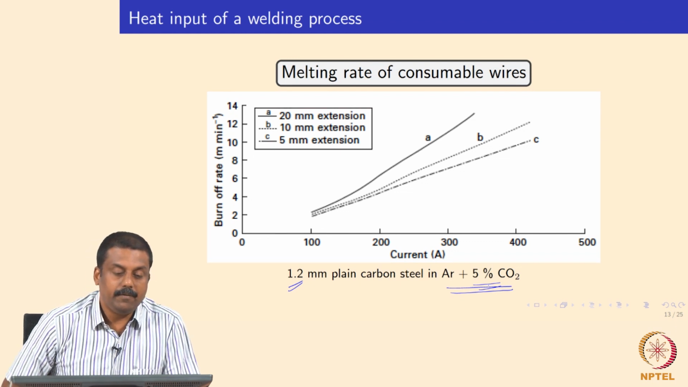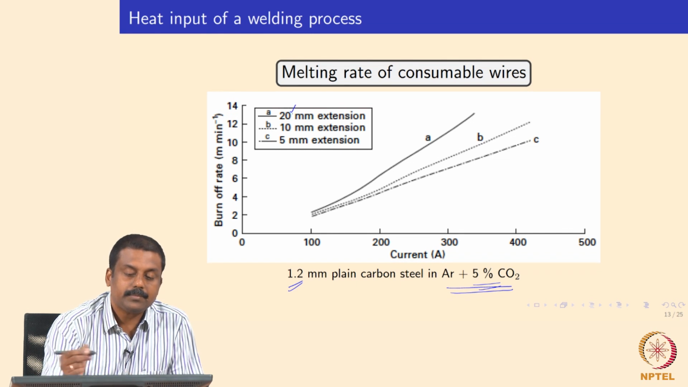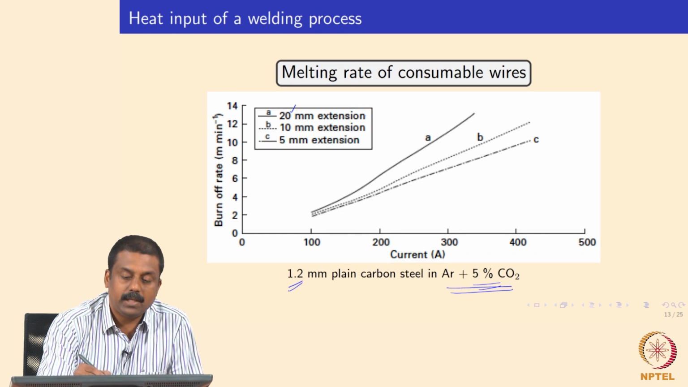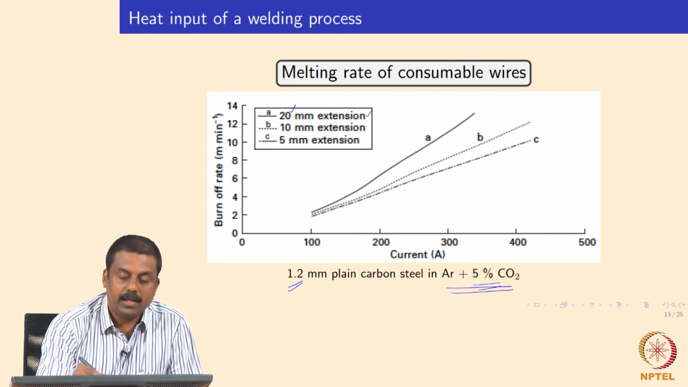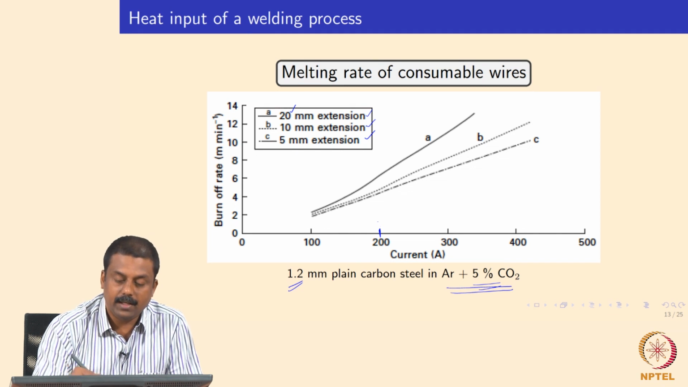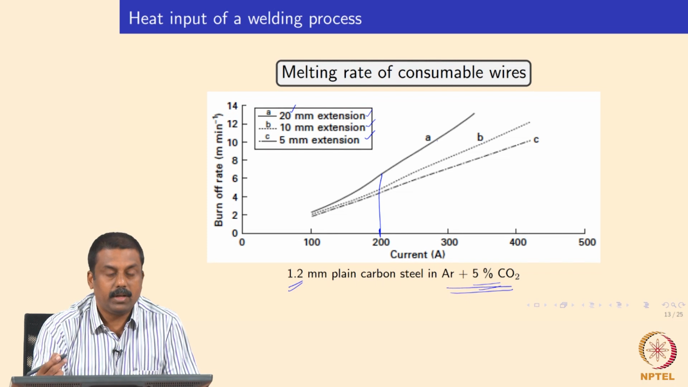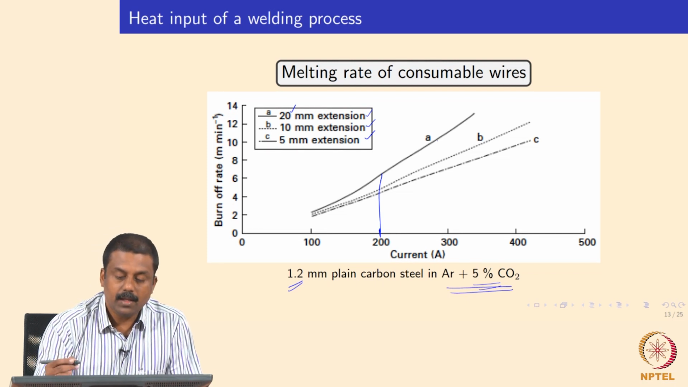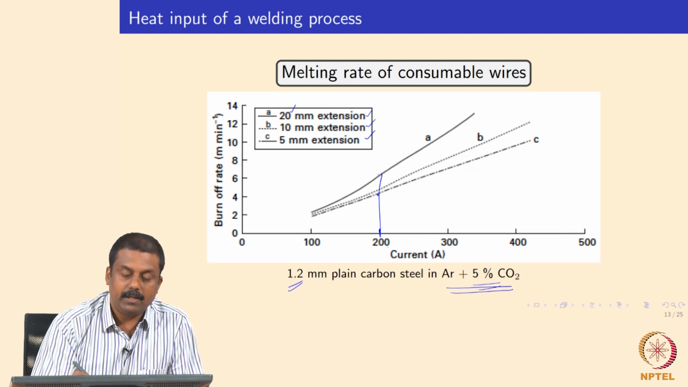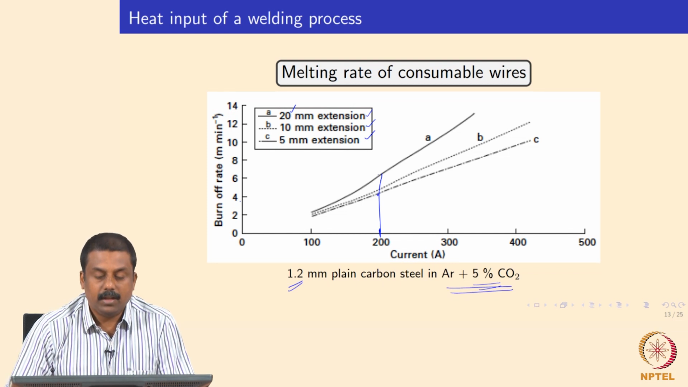So with those conditions, if you change the stick out length, so if you increase the stick out length, what happens? Your melting rate also increases. So for example, if you have a 20 mm stick out length, 10 mm and 5 mm for a given welding current, you would end up melting more if you have a longer stick out length. Whereas if you have a stick out length of 5 mm compared to 20 mm for a given current, you will be melting less than when you have a stick out length of 20 mm.